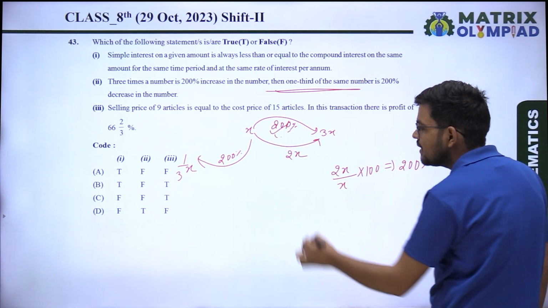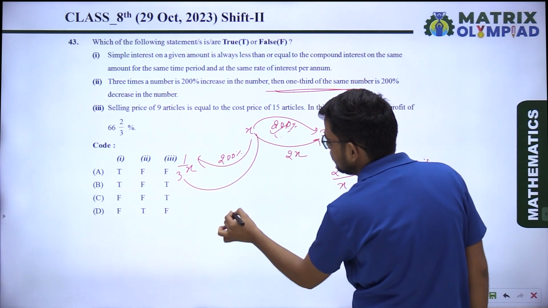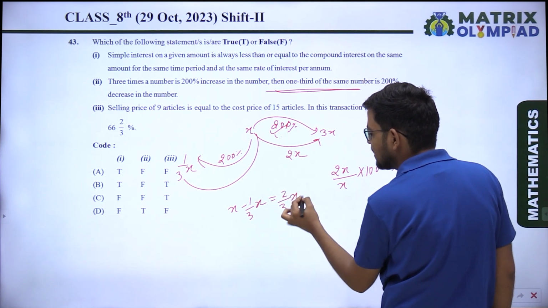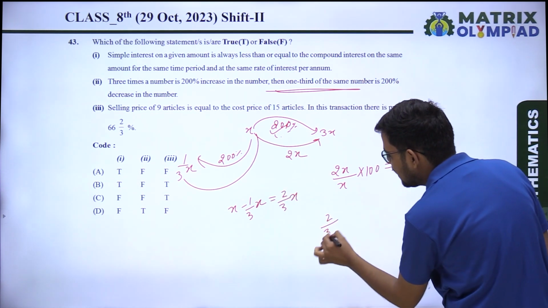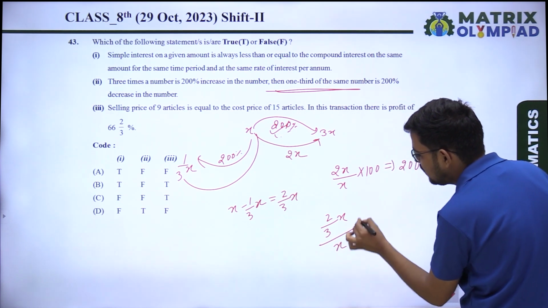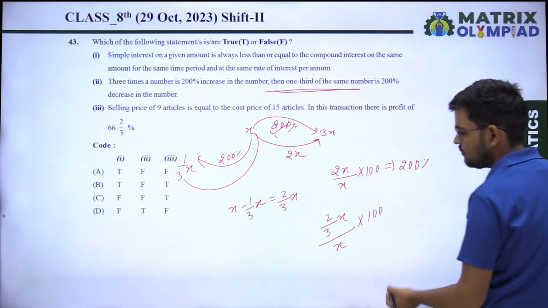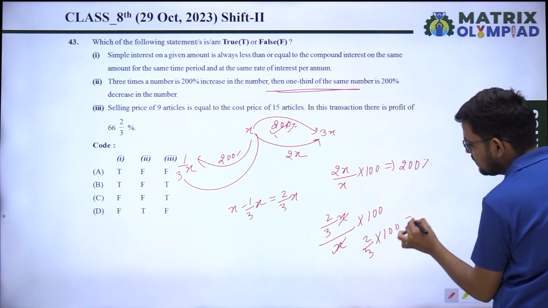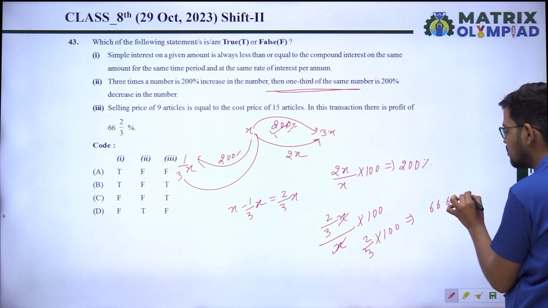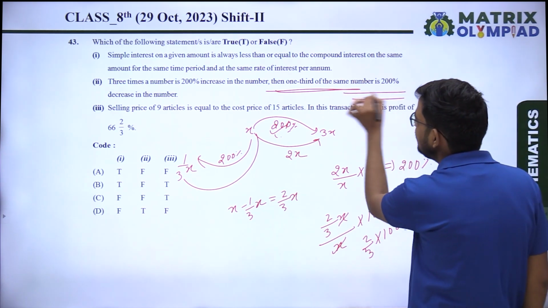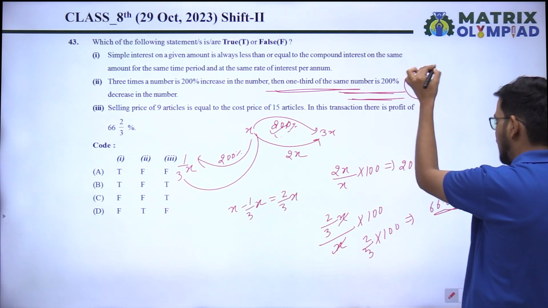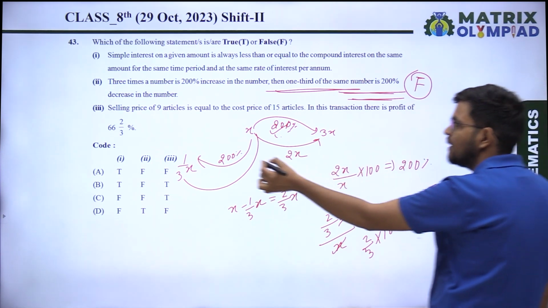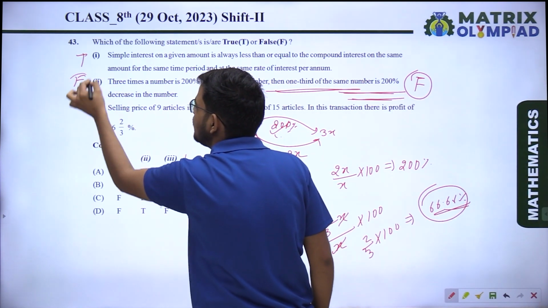This one is true. But now the decrement is x minus 1/3x, that is 2/3x. So 2/3x upon x into 100 will be 200/3, that is 66.66%. Is it a 200% decrement? No. It means it is a decrement of only 66.66%. So the second statement is false. First one is true. Second one is false.